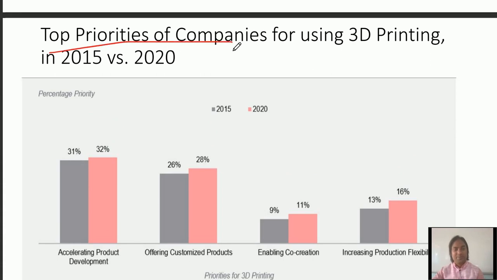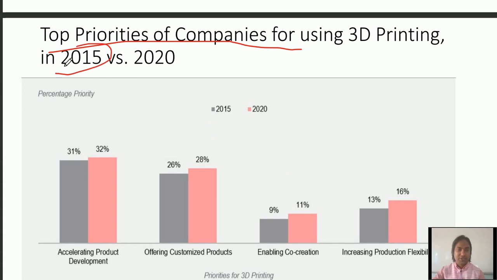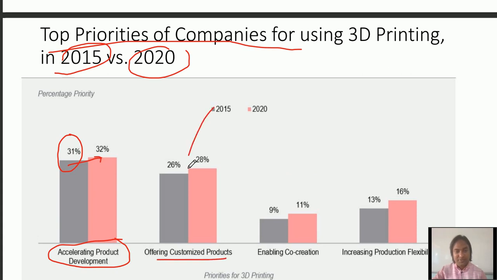Top priorities of companies for using 3D printing in 2015 versus 2020. Now you see acceleration of product development. When we talk about 3D printing, in 2015 it was 31%, now it is increasing. Offering customized products, in 2015 it was 26%, now it is 28%. Enabling cooperation, earlier it was 9%, now it is 11%. Increasing product flexibility, it was 13%, now it is 16%.